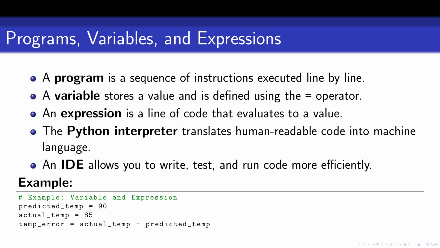When you write code, it is interpreted and translated into machine instructions by the Python interpreter. Typically, you write code inside an IDE, an integrated development environment, which makes it easier to run, test, and debug your programs. A simple example might involve storing temperature predictions and calculating the difference between predicted and actual values. These variables can be reused and updated as needed, enabling the development of dynamic and interactive programs.